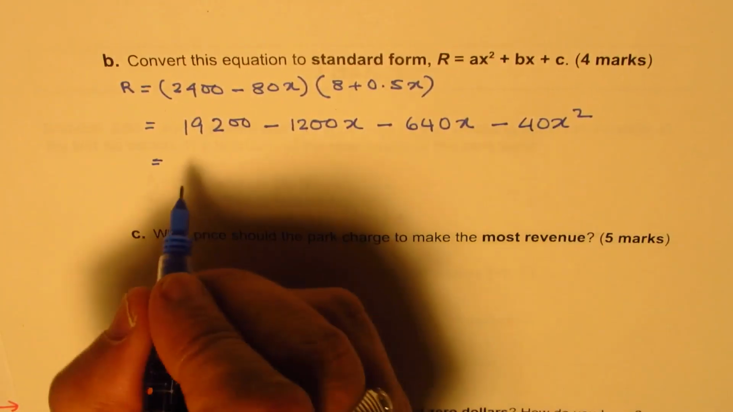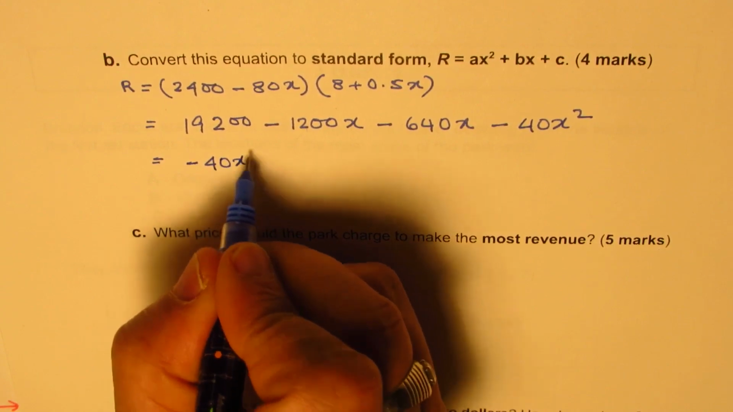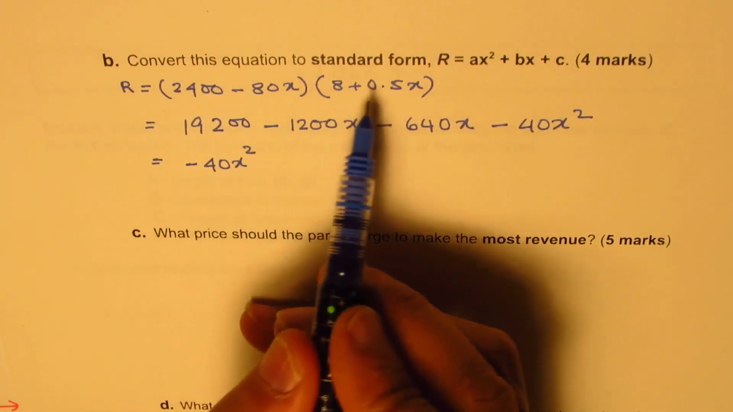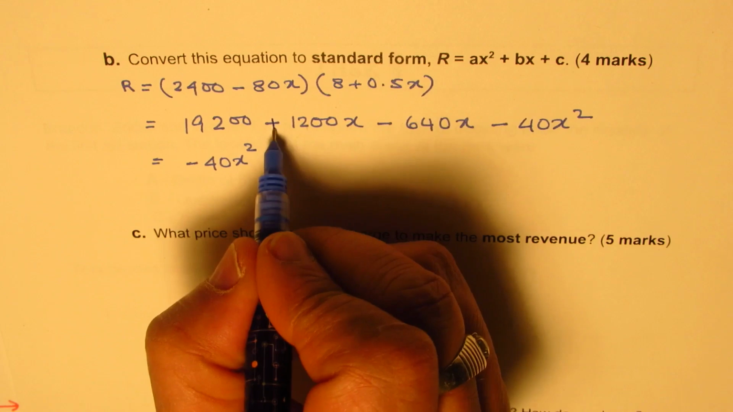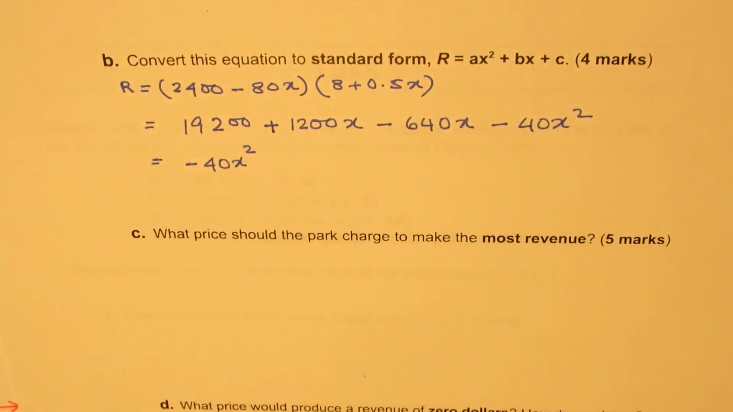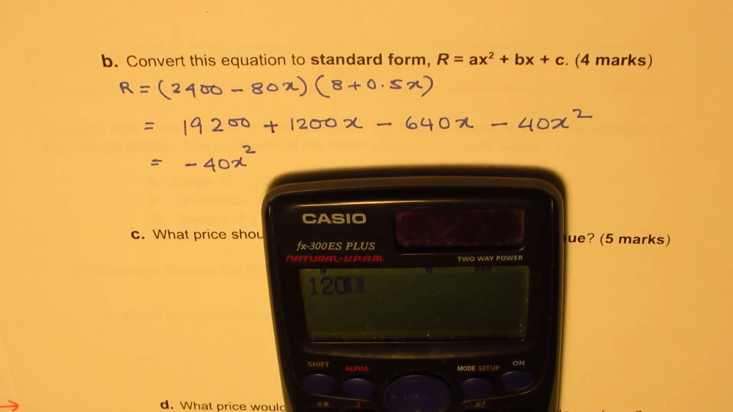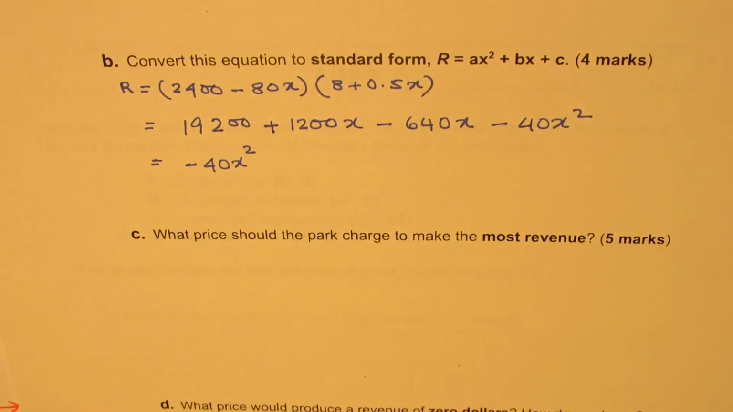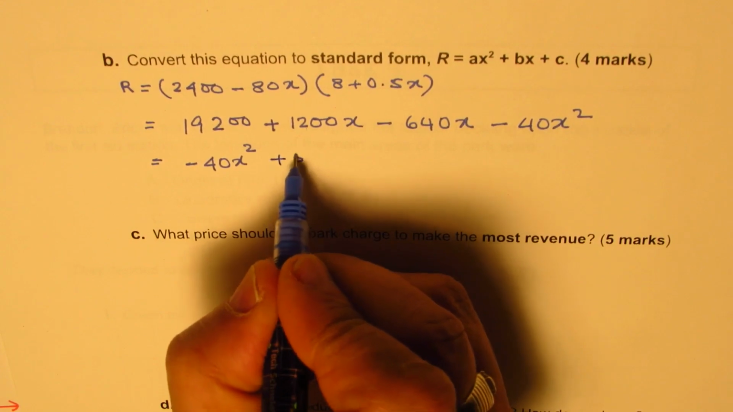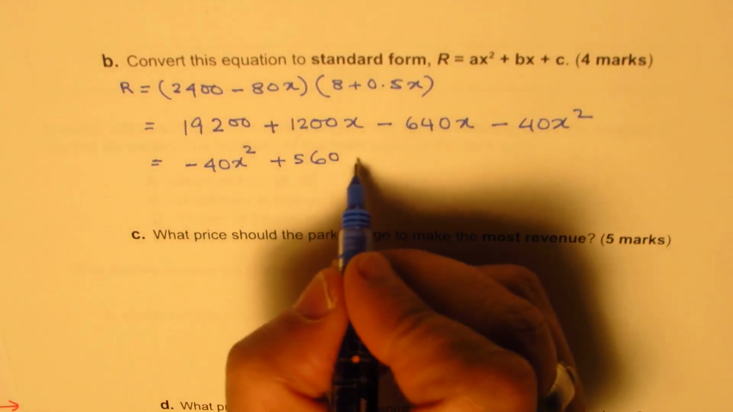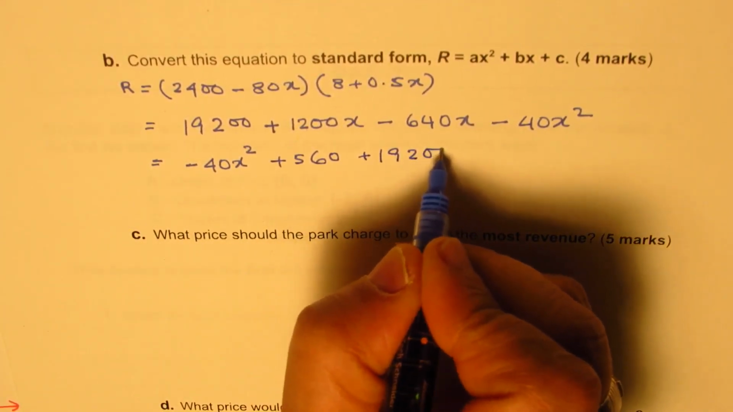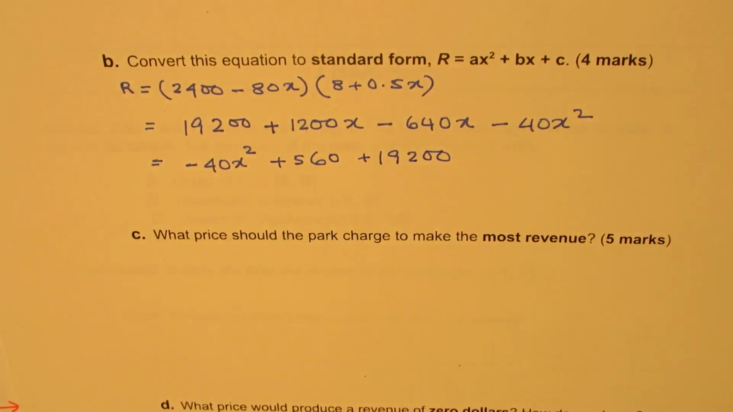Let's rearrange, writing this first. When I multiply 2400 with 0.5, this should have been positive, right? So we'll take away 640 from 1200. So let's do it. 1200 minus 640 equals 560. And we have plus 19,200. So that becomes the equation in standard form.